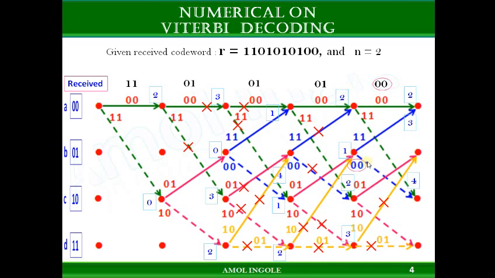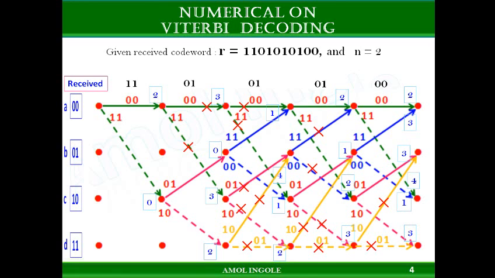Next, 0 0 and this dotted line 0 0. Hamming distance will be 0 as there is no difference. Plus 1. Total path metric will be 1. Then 0 0 and 0 1, this pink colored one. Hamming distance between these two will be 1. 1 plus the earlier one is 2. So total path metric is 3 here. Next, 0 0 and 1 0. Hamming distance is 1. And that 1 will be added with the earlier path metric. And the total path metric will be 3 here.